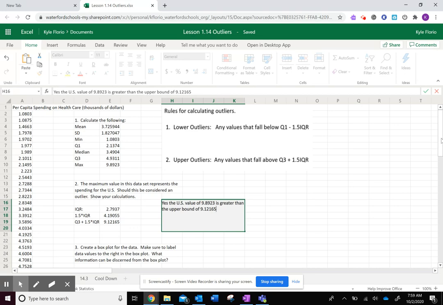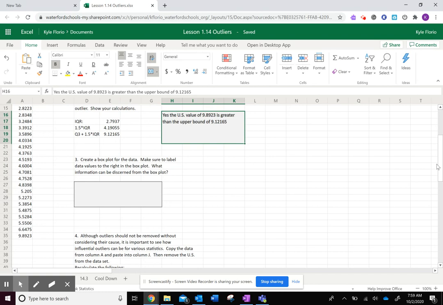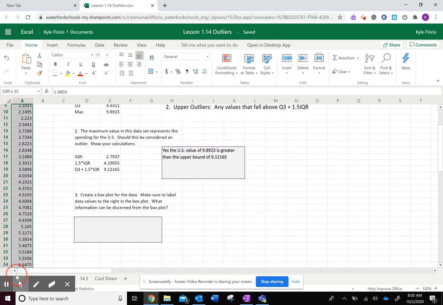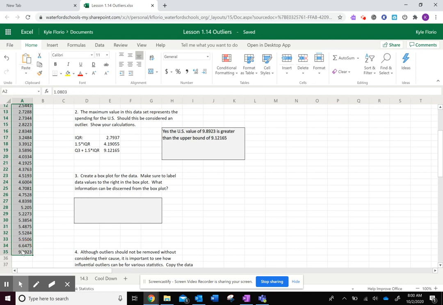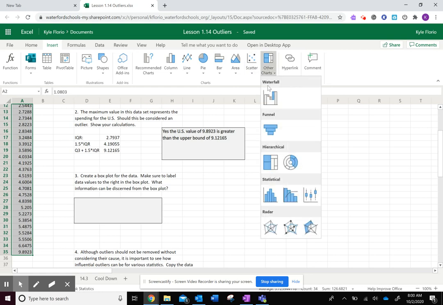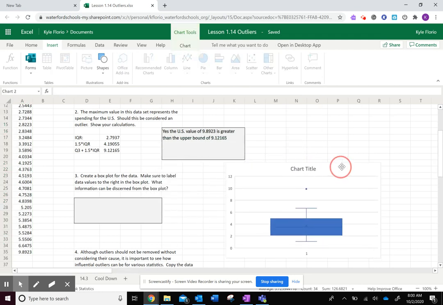Let's look at the next one, number 3. We're going to create a box plot for the data and make sure to label the values on the right of the box plot. What information do we get? So to make a box plot, just highlight the data, no issue there. And then we're going to go to Insert, Other Charts, Statistical, and the box plot is this one right here. Let me just move it over.